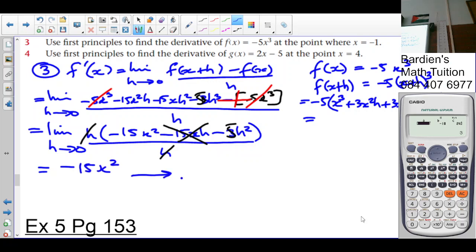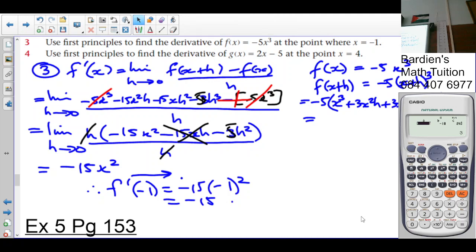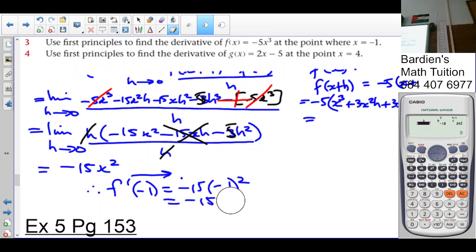But what's the question? We must work out at negative 1. So therefore, f prime of negative 1 is equal to negative 15 times negative 1 squared, which is negative 15. Again, what does that represent? It is the gradient of the tangent to the curve at x is equal to negative 1. Alright. We look at the next question in number 4.